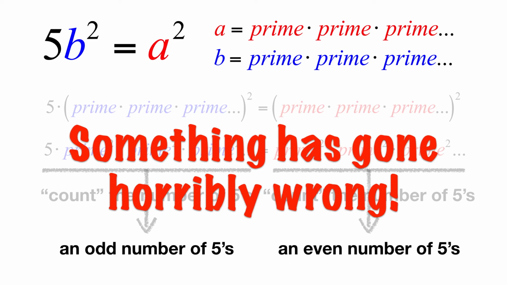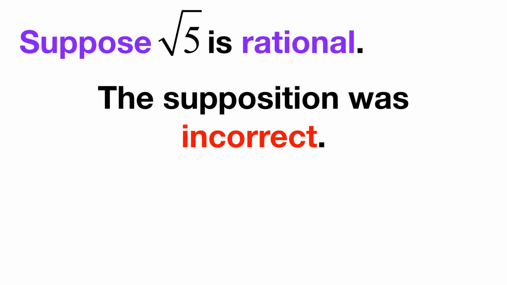We can't have an odd number of 5s on the left and have that equal to an even number of 5s on the right. So, the supposition was incorrect.